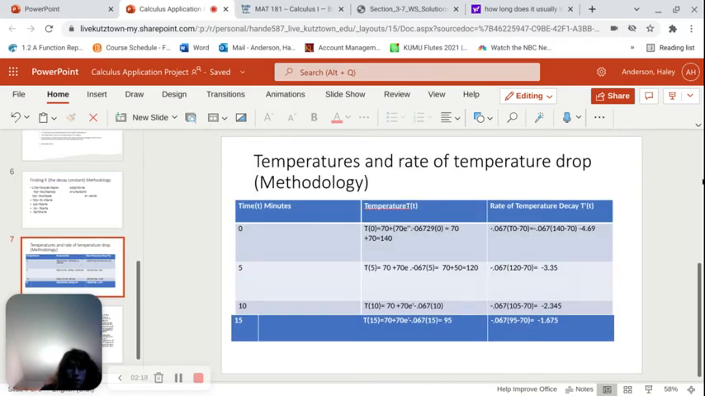And in this slide, I made a table with the temperatures, which is T of t, and the rate of temperature drop, which is also known as T prime of t. So for 0 minutes, I got 140 degrees. For 5 minutes, I got 120 degrees. And for 10 minutes, I got 105 degrees. And for 15 minutes, I got 95 degrees.